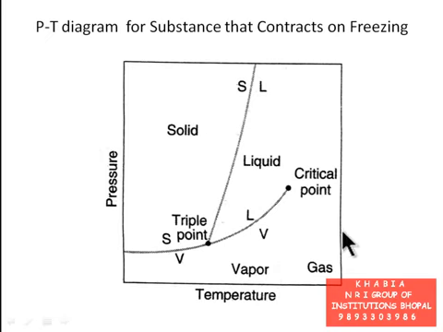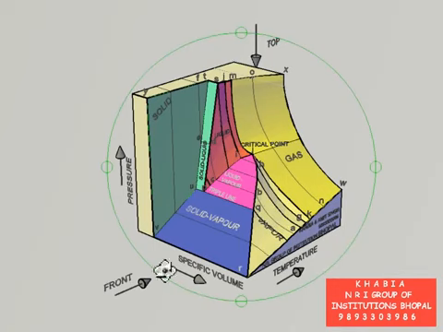And if you look at the model of PVT surface from right side, you will see the PT diagram. Let me show it to you. Suppose this is front direction of looking, this is top direction of looking, and then this direction will be right direction of looking.